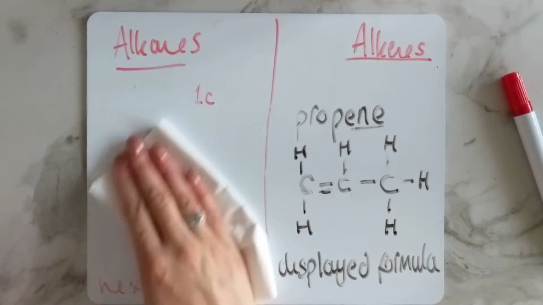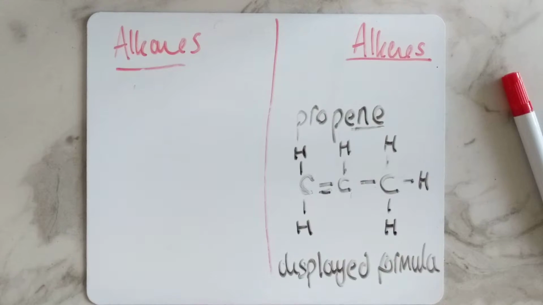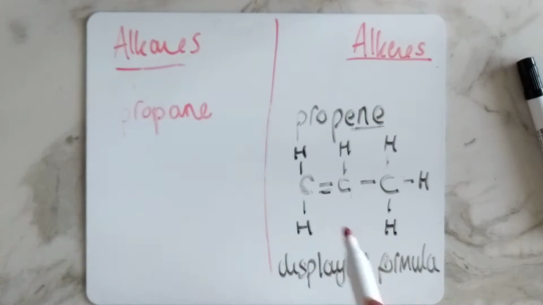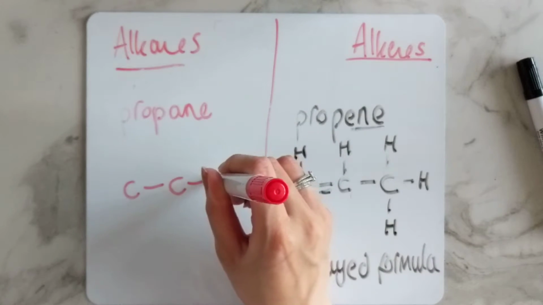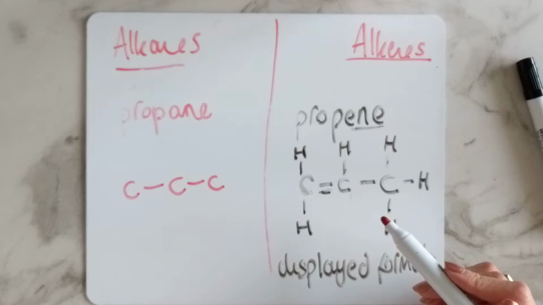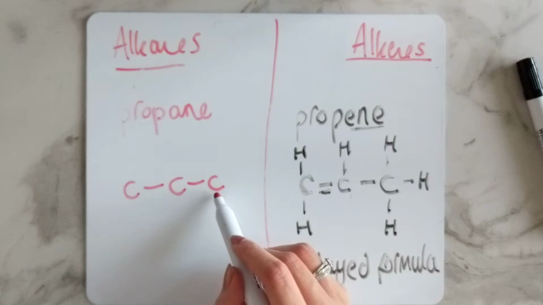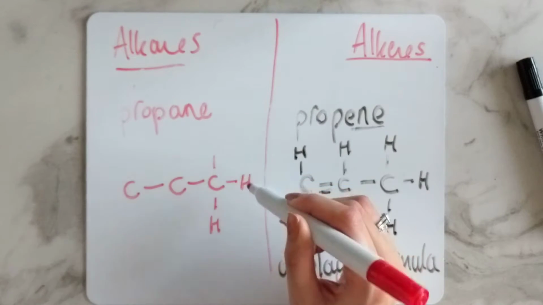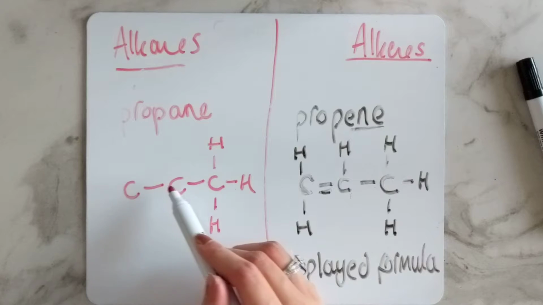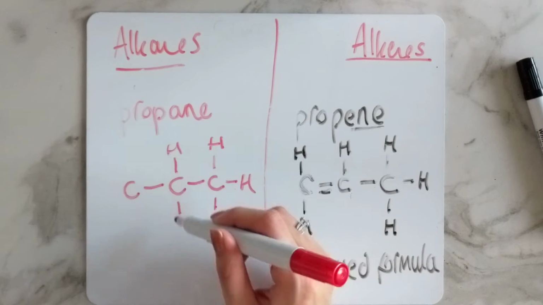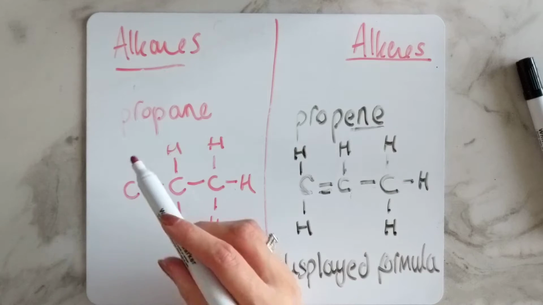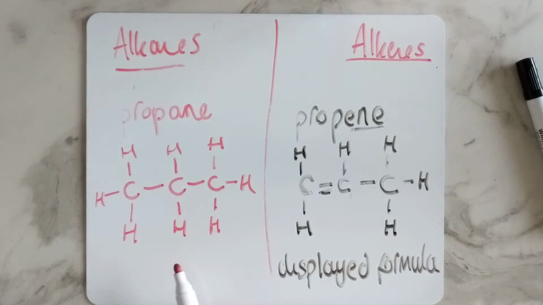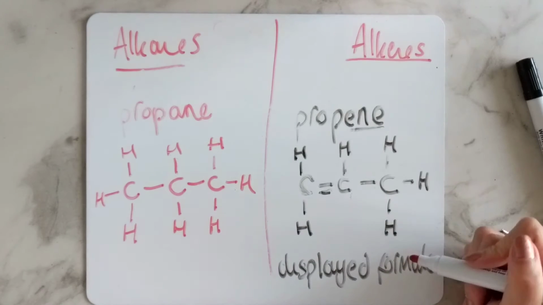But let's draw propane just so you can see the difference between them. So propane on this side has 3 carbons but no double bond because it's an alkane. So let's start here again. So 1 bond, 2, 3, 4, this carbon, 1, 2, 3, 4, and this carbon, 1, 2, 3, 4. So you can see that alkanes have more hydrogens than alkenes.